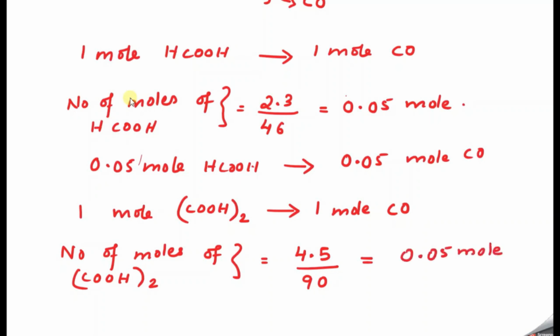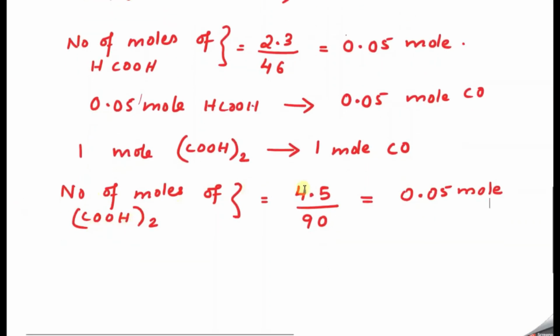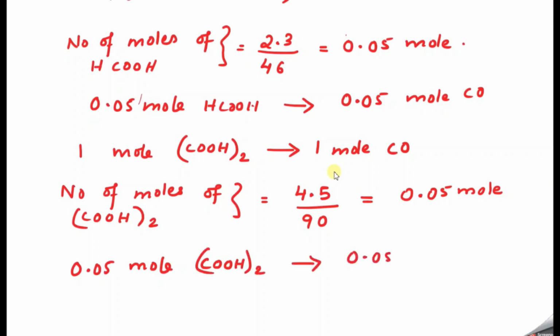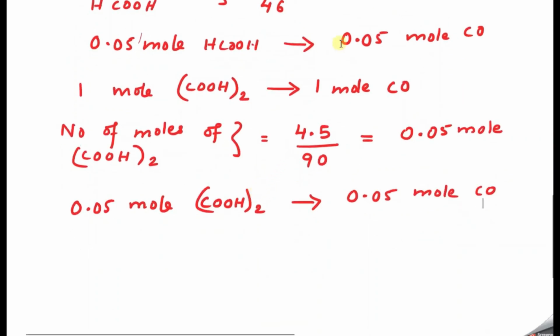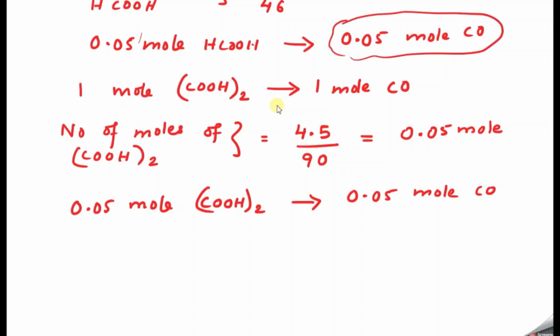Now tell me, you have 0.05 mole of oxalic acid. So how much carbon monoxide will be generated? I can say 0.05 mole oxalic acid can give rise to 0.05 mole carbon monoxide, correct? So tell me, after these two reactions, what is left behind? I can say that 0.05 mole of carbon monoxide is present from formic acid, and another 0.05 mole of carbon monoxide is available from oxalic acid.